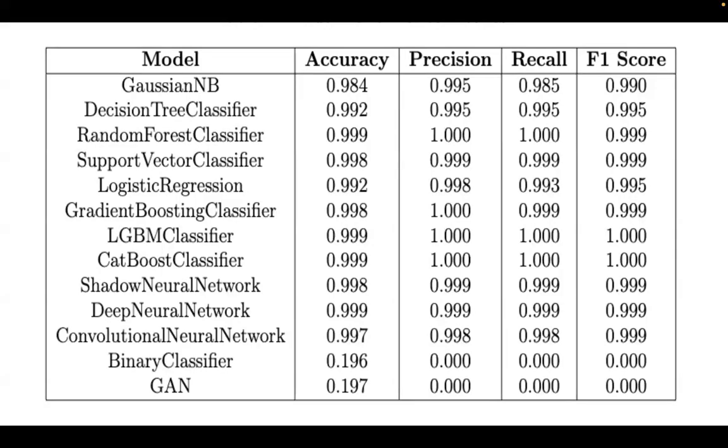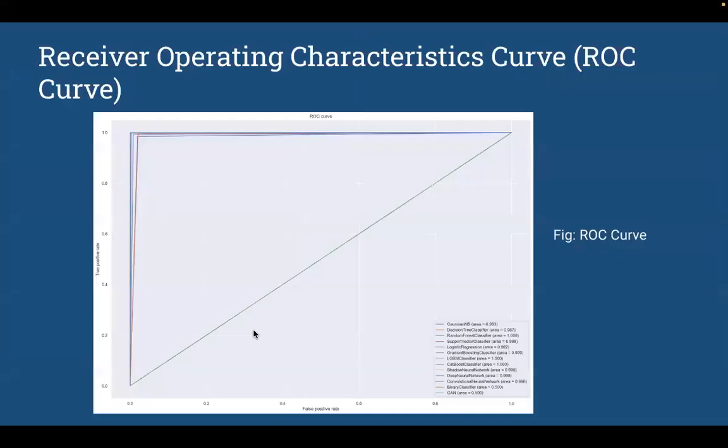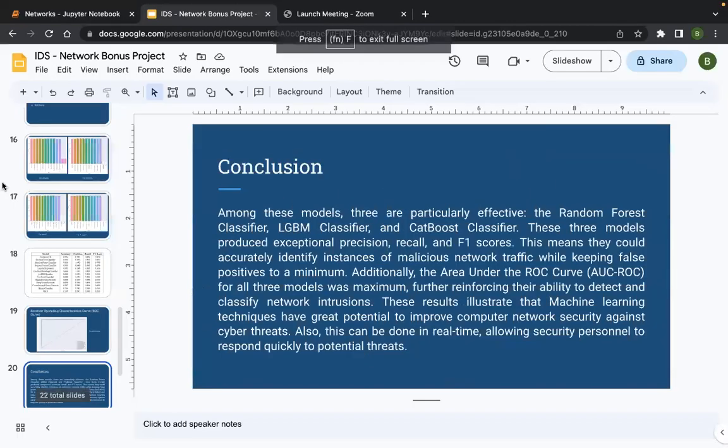Here, the different metric values of different machine learning algorithms are shown. As I told, these are the 13 different machine learning models which I've used in this project. And this is the ROC curve. Random forest classifier, LGBM classifier, and CatBoost classifier have the most area under the curve, indicating these models are better for the given data. Before coming to the conclusion, I would like to go through the code.